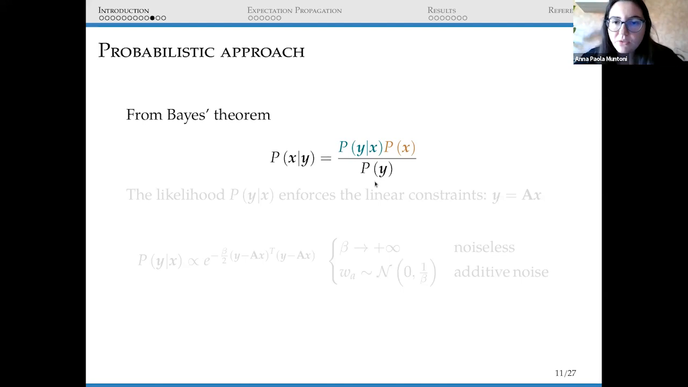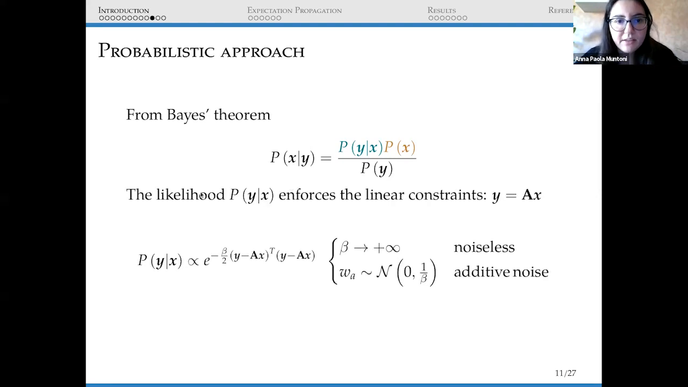This probability of y is called the evidence, and it encodes how much we trust our measurement. We can put some error in the measurement if you want, but in general, since this probability does not depend on the unknown x, it is often neglected. So we will focus on the a posteriori probability p of x given y, which is only proportional to the likelihood function times the prior over the x. So in our case, the likelihood only enforces the linear constraints, because we want this x to be such that the product A times x will give the measurement vector y.